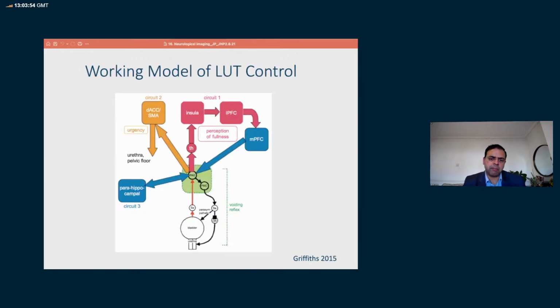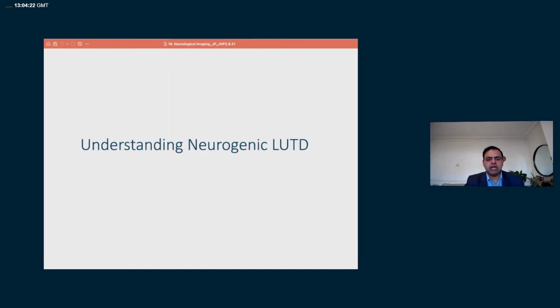Based on the wealth of knowledge acquired from different studies, there is now a working model of lower urinary tract control, proposed as essentially three circuits: perception of fullness, urgency, and then a third circuit that involves the parahippocampus. This has provided immense insight into our understanding of the central neural control of bladder function. Now, what about understanding what happens following neurological disease?